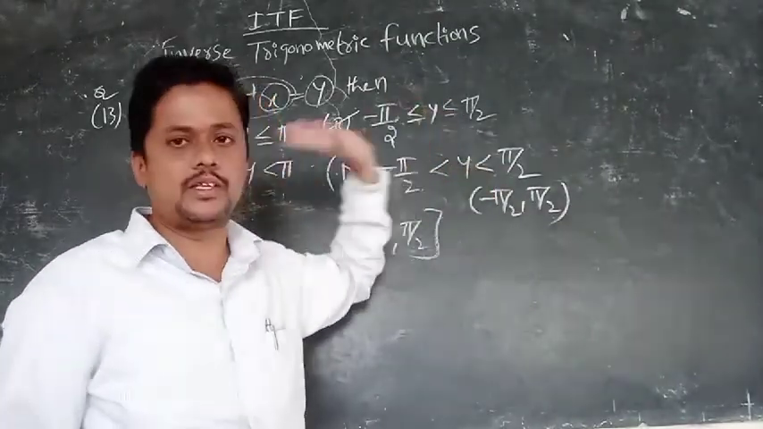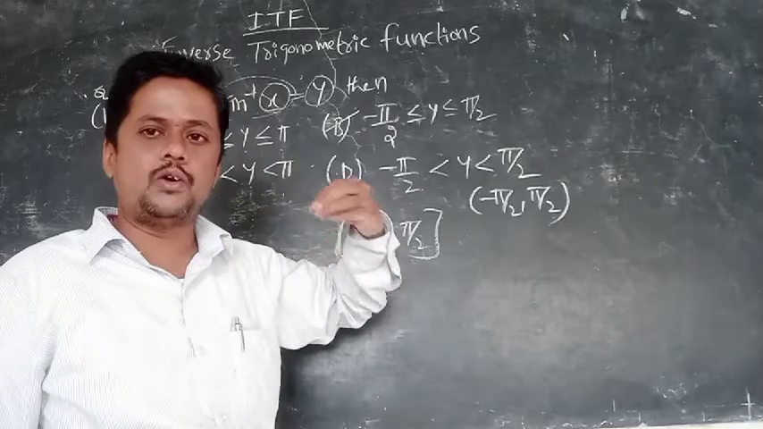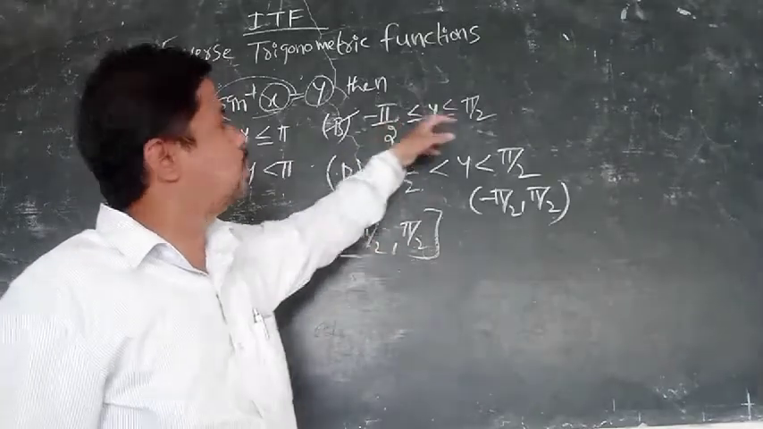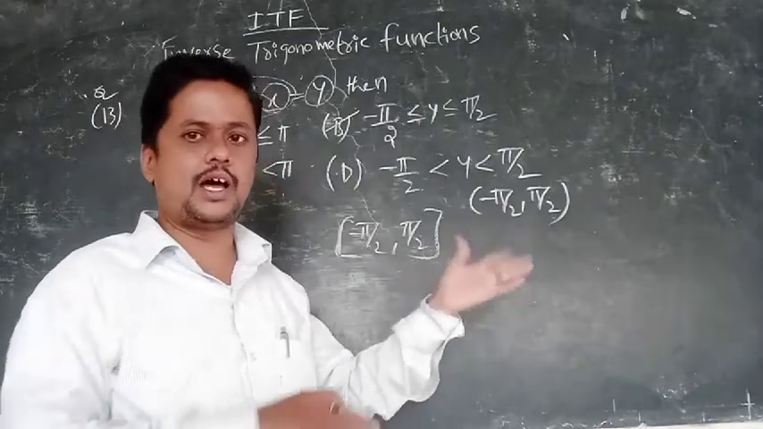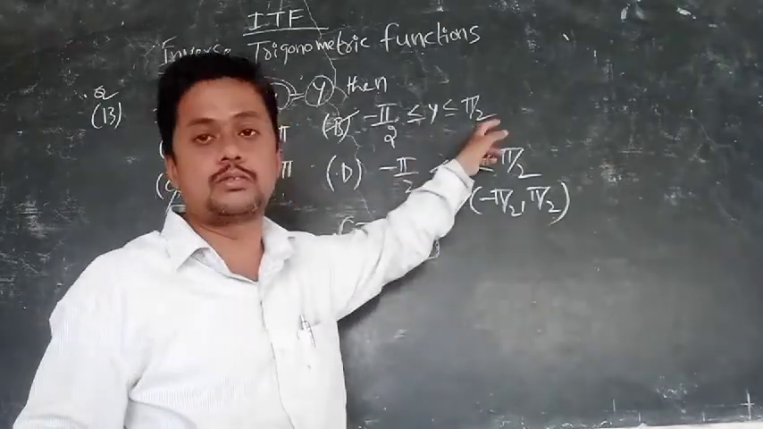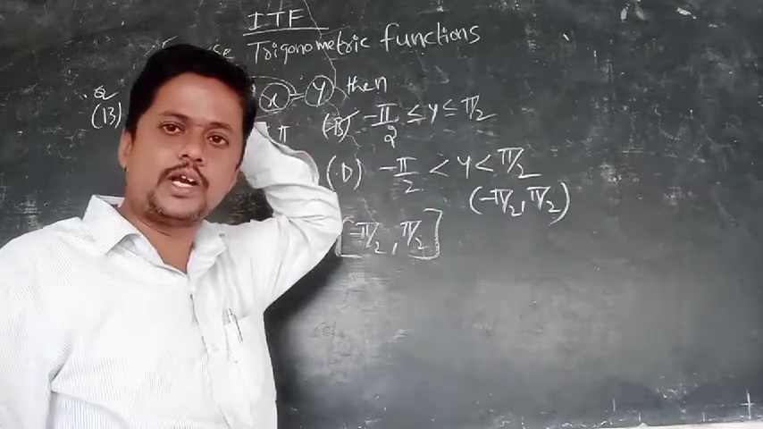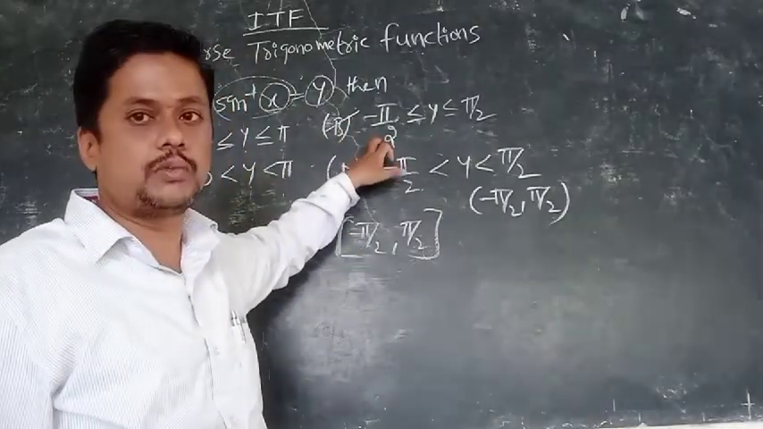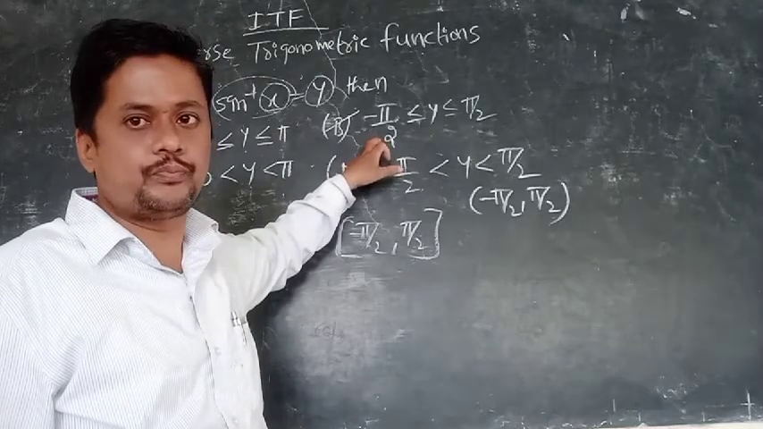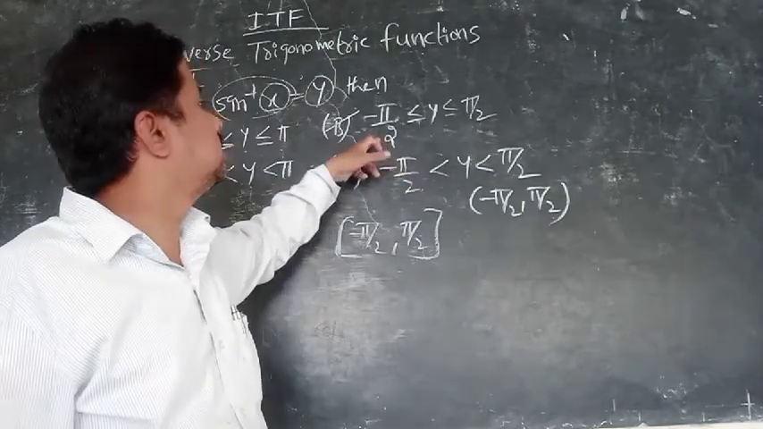Here, in between these two will be included, along with the bounded values. Bounded values means corner points, corner values, a less than or equal to x less than or equal to b. That is also included. So here what is the answer? This is the answer, B option: minus pi by 2 to pi by 2.